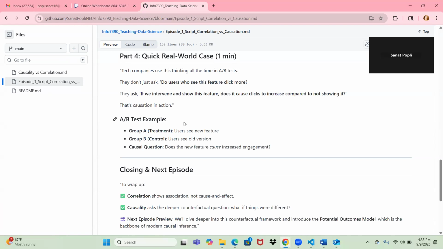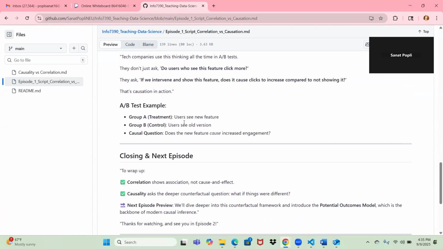This is causation in action. In an A/B test example, group A is the treatment: users see the new feature. Group B is the control: users see the old version. The causal question: does the new feature cause increased engagement?